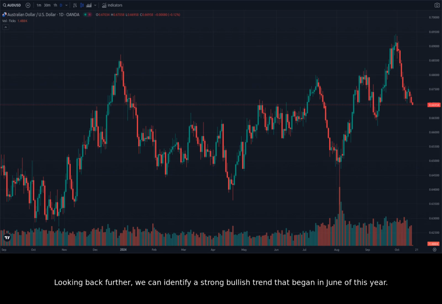Looking back further, we can identify a strong bullish trend that began in June of this year. This trend saw AUDUSD rise from the 0.65 level all the way to the 0.69 level. However, the price experienced a significant reversal in June, indicating a possible shift in market sentiment. This reversal brought the price back down towards the 0.6700 level. It's crucial to understand the reasons behind this reversal to predict future price movements.